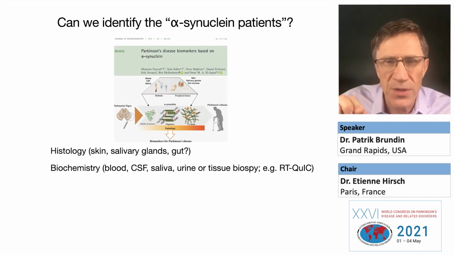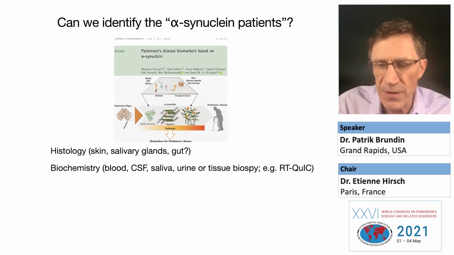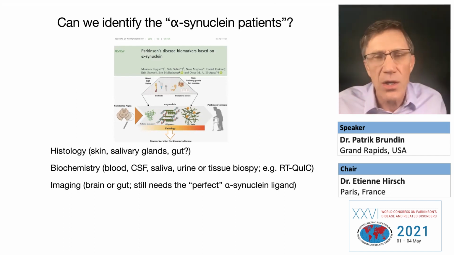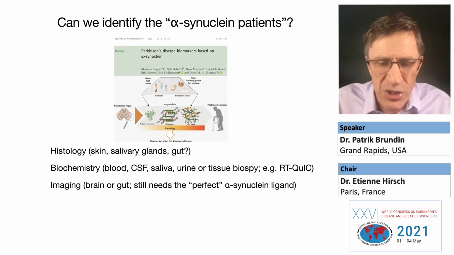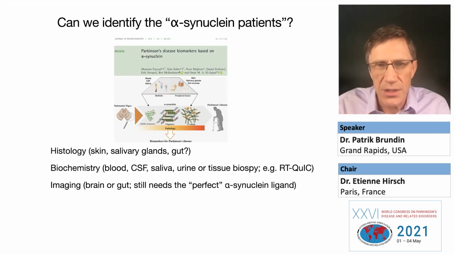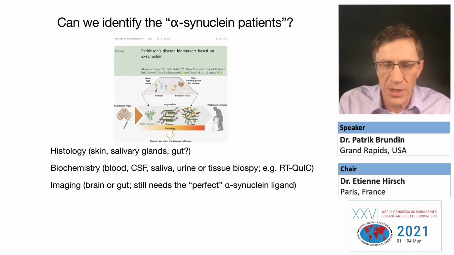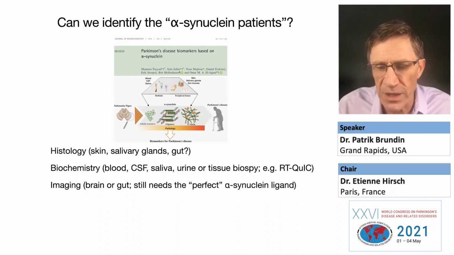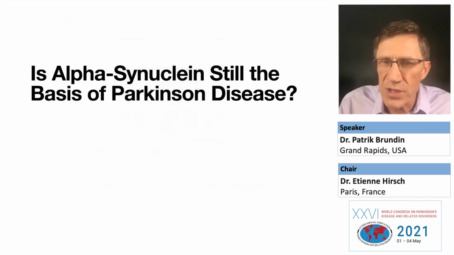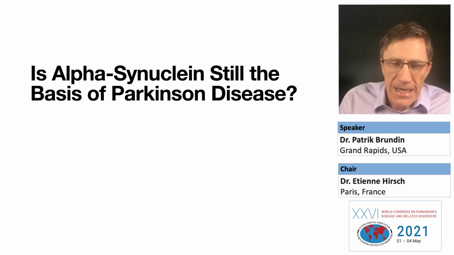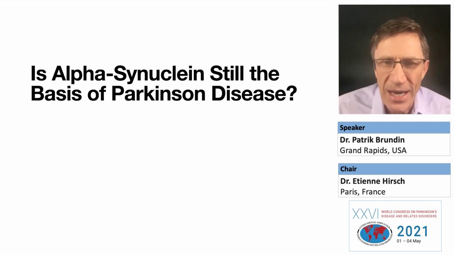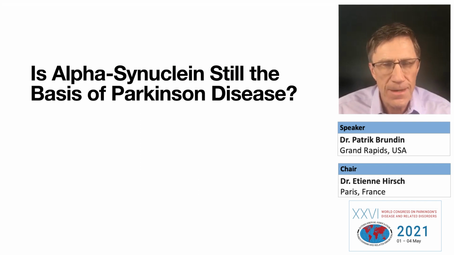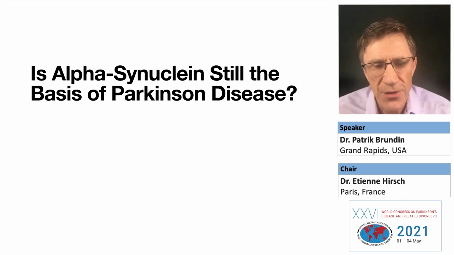One can use, for example, this RT-QuIC method to amplify any fibrils that are there. And hopefully one day we will have imaging, so we can image the brain or the gut and see who has synuclein aggregates. But this needs the perfect synuclein ligand, and we don't have that. So as my final comment, I want to come back to that initial question. Is alpha-synuclein still the basis of Parkinson's disease?